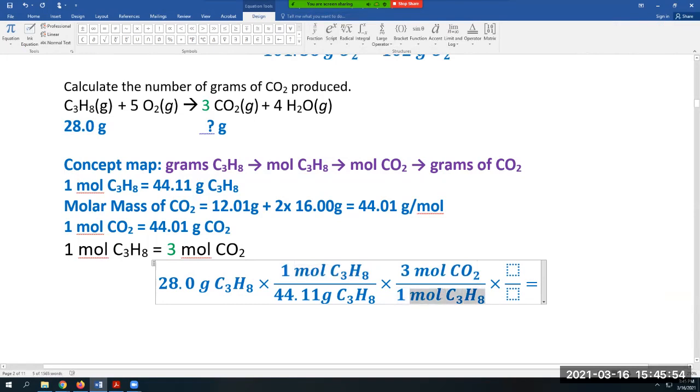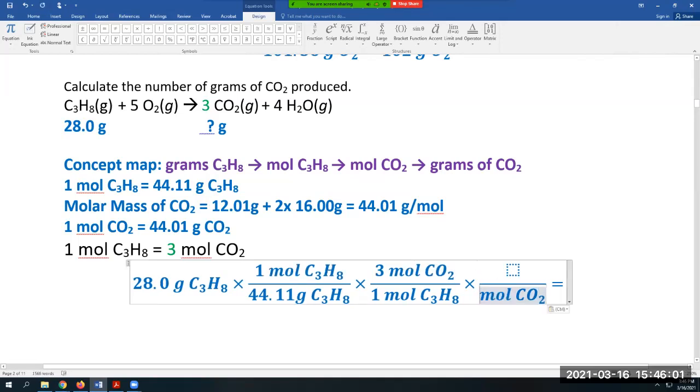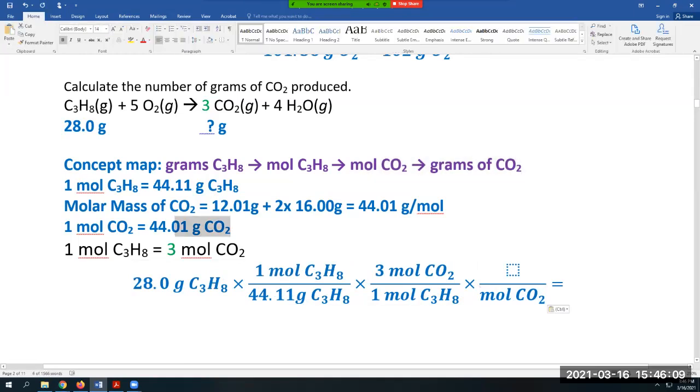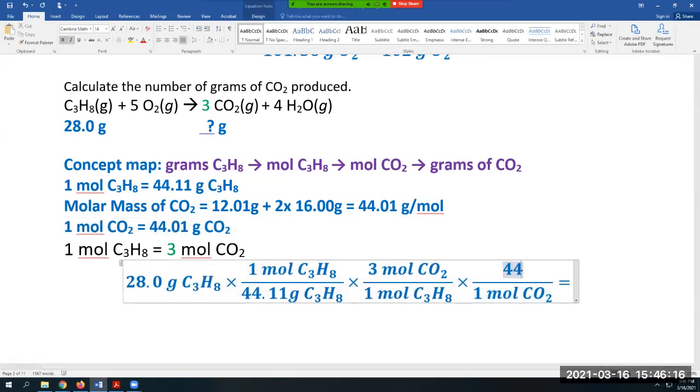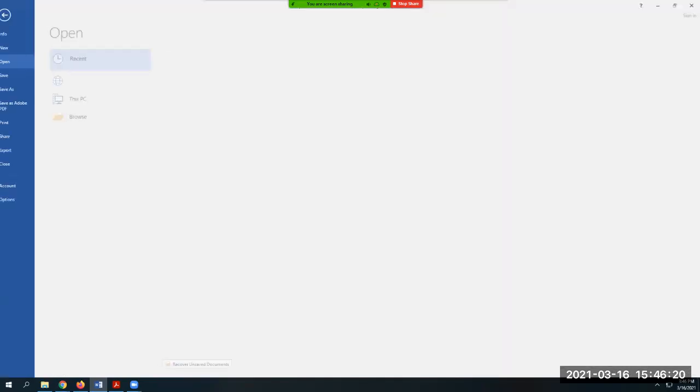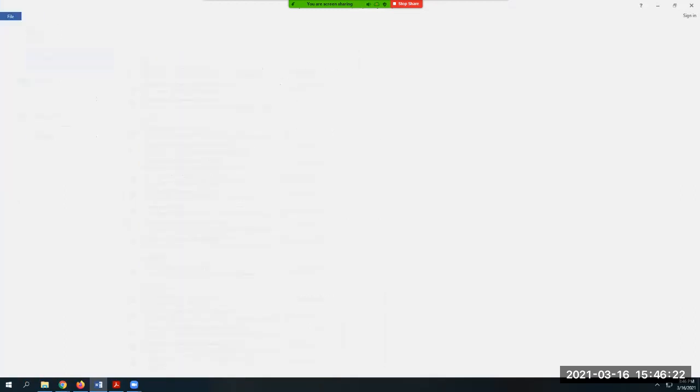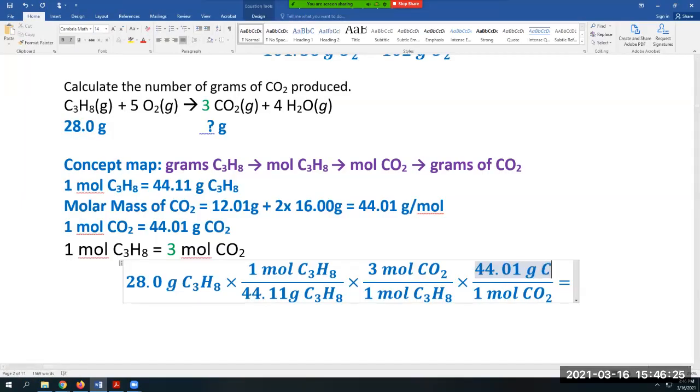And in the next step, we need to cancel the moles of CO2 as a unit. So for the last conversion factor, we need the moles of CO2 in the denominator. And for this last step, we change moles of CO2 to grams of CO2. So it's going to be this molar mass of CO2 that we will use. And then for 1 mole of CO2, we have 44.01 grams of CO2.